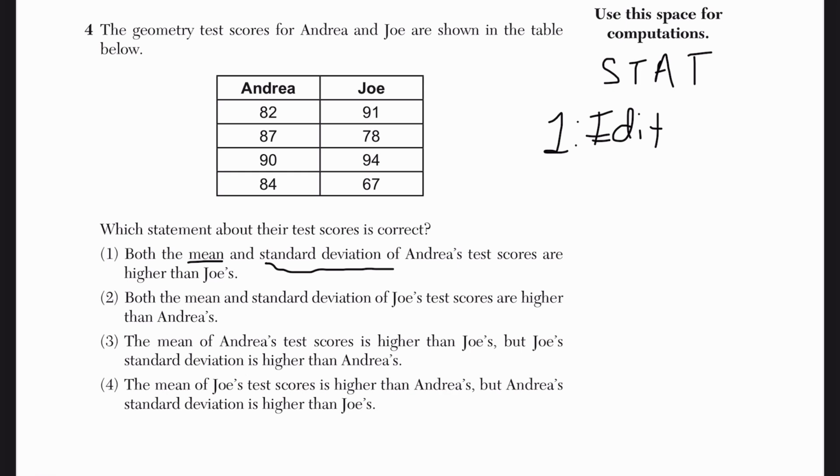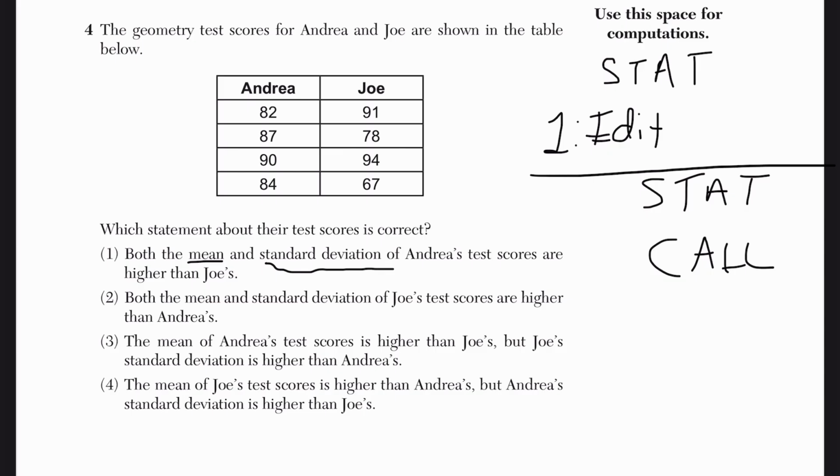Okay, once I've entered the data, I'm going to go back to stat. I'm going to go over to calc, which is on the right. Just tab over one to the right. I'm using a TI-83 Plus, by the way. Should be pretty similar for TI-84s. I'm not sure about TI Inspire. And then just press one variable stats and enter.